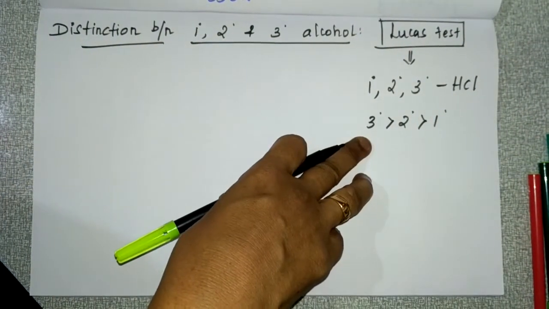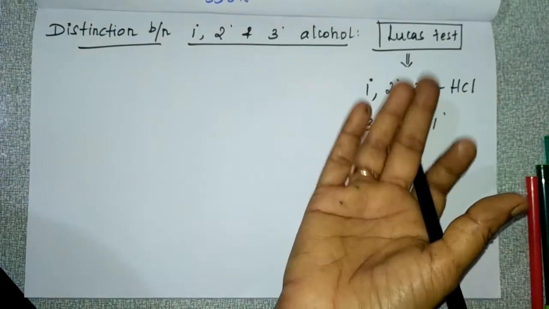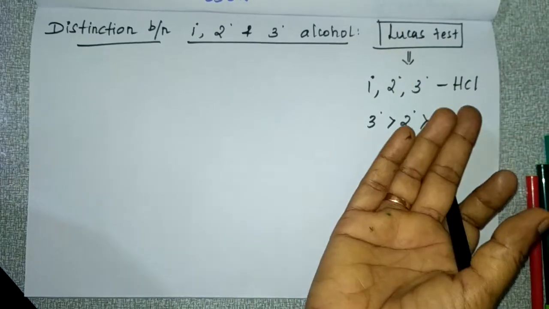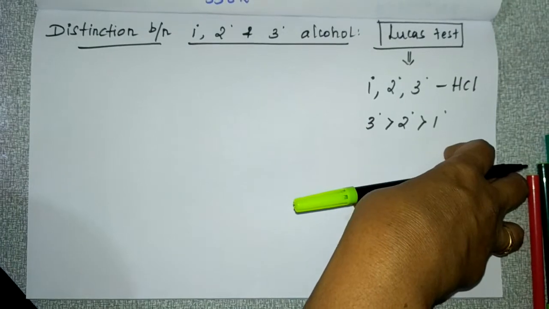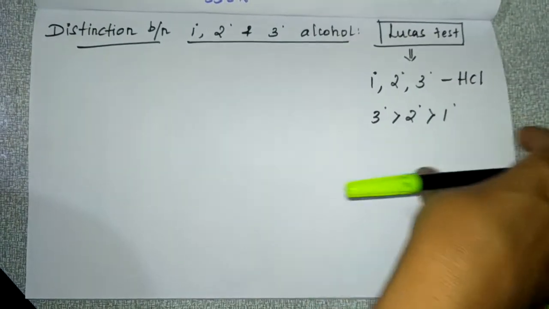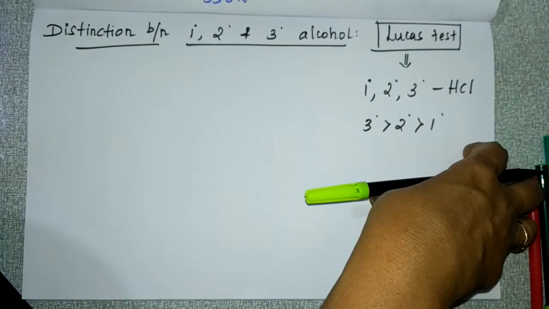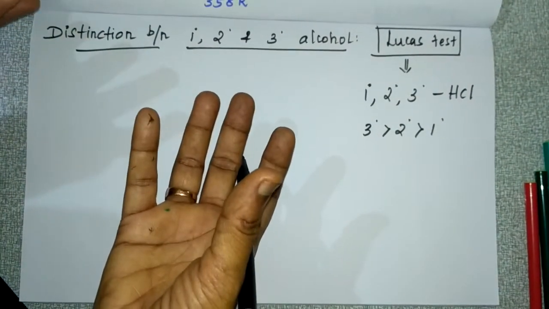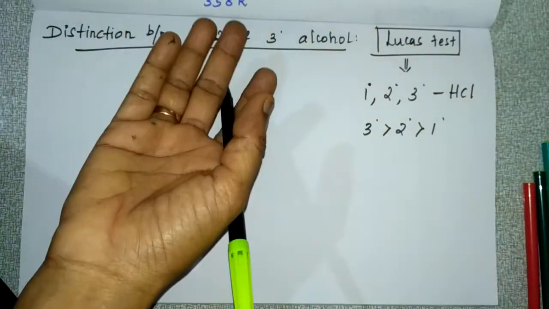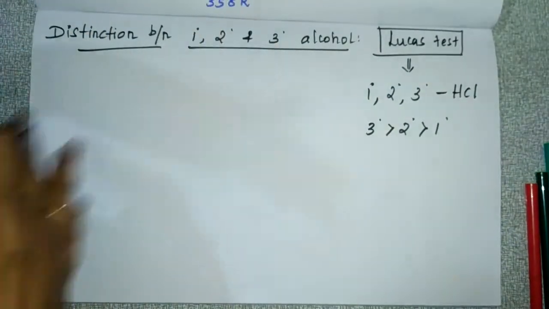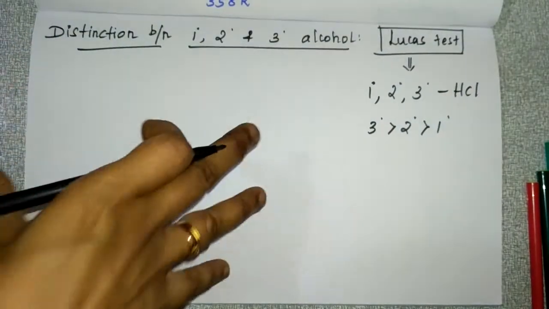Tertiary alcohol will react more with HCl, then comes secondary and then primary. So this is the concept here. Understood? This test is based upon the reactivity of primary, secondary and tertiary alcohol. Tertiary alcohol is highly reactive to HCl, then comes secondary alcohol and then primary alcohol. Now we'll see this Lucas test.